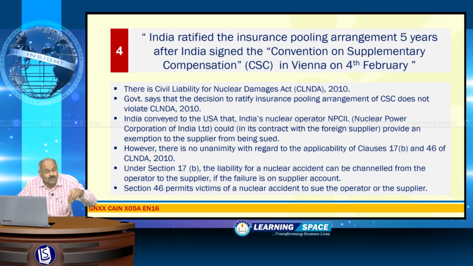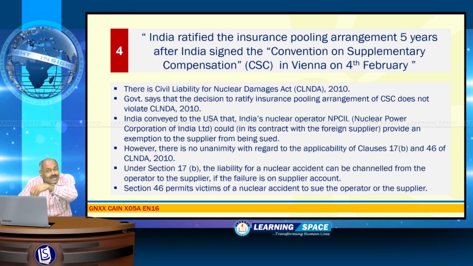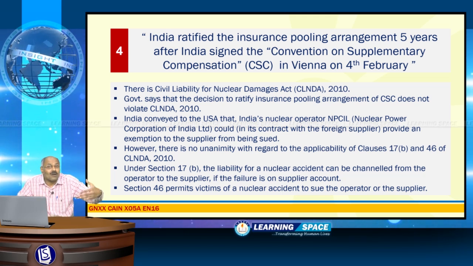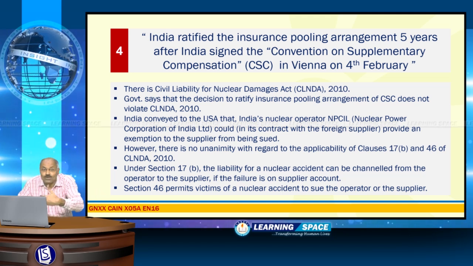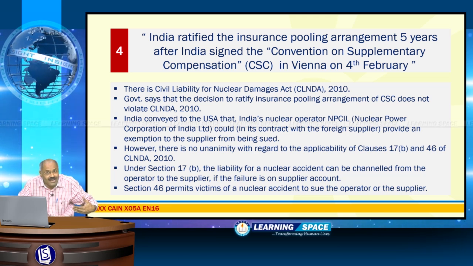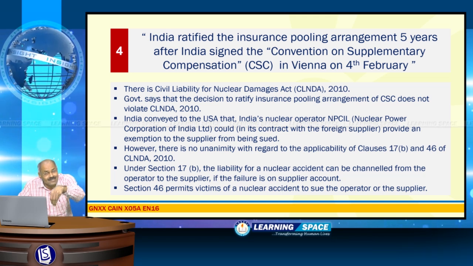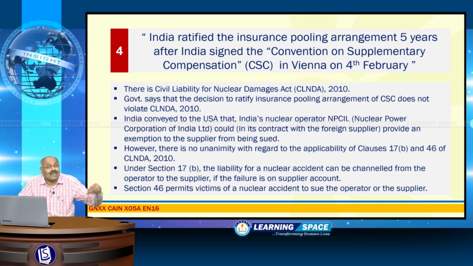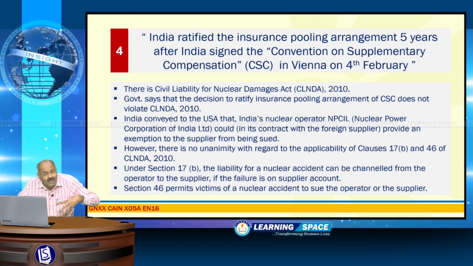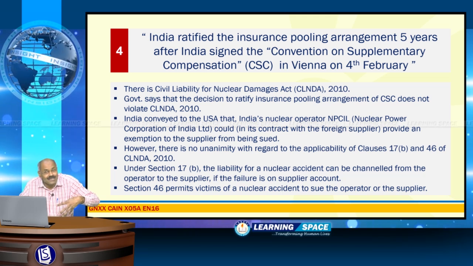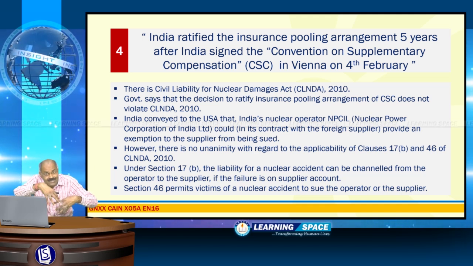So, there are news reports that government signed or ratified this insurance pooling arrangement at Vienna, which contravenes the provisions of CLNDA 2010. Now, the course of action in front of government is to amend CLNDA, right. In case of any nuclear accident, the damages will run into billions of dollars, and suppliers, that is foreign firms, are objecting for several years that they should not be liable to pay compensation in case of nuclear accident.